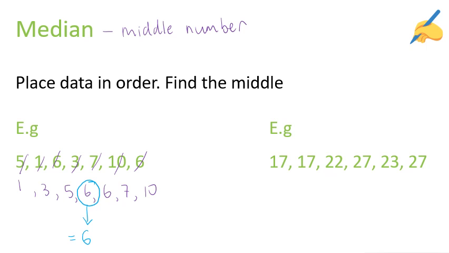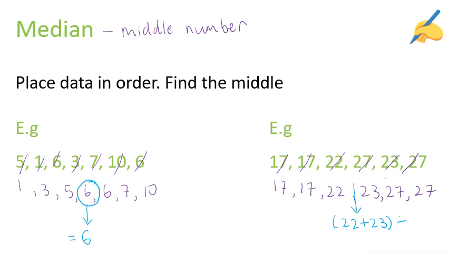This next example, same thing, put the data in order. So we've got 17, 17, 22 is pretty much in order, 23, 27 and 27. Then find the middle. Okay, this time the middle is between two numbers, same amount of data points on each side. So what we need to do now is add those two numbers and divide by 2. Always put the brackets or it'll give you the wrong answer. So 22 and 23 equals 22.5.